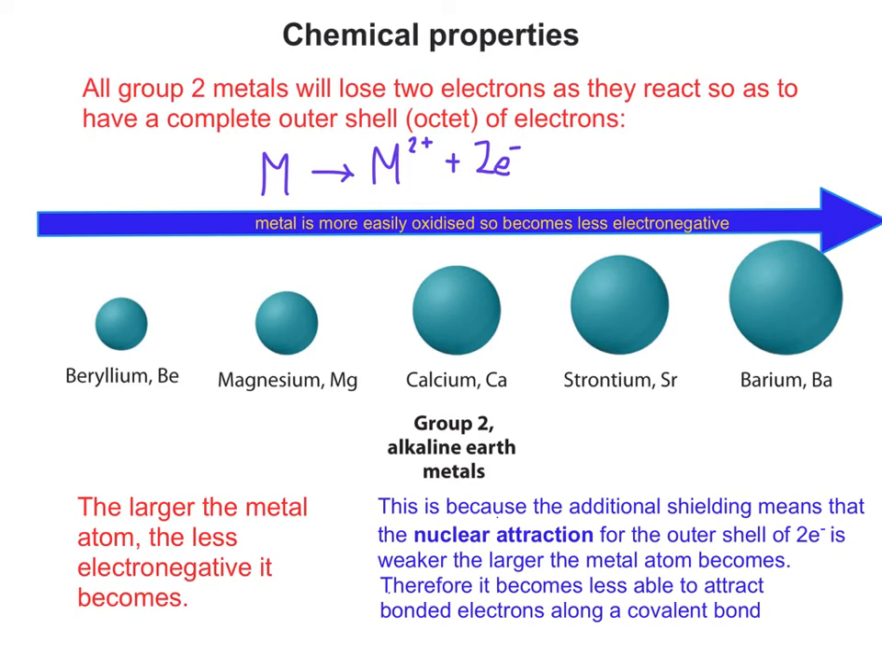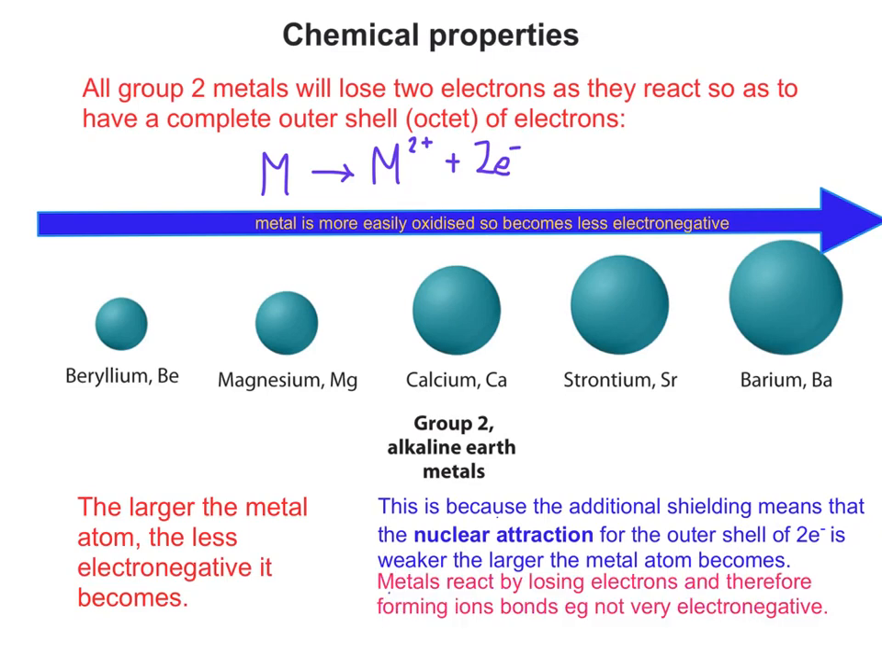So how come it's more reactive but less electronegative? This is where people sometimes get a bit confused. Because electronegativity depends on the formation of a covalent bond along which the bonded pair of electrons can be attracted, and because metals react by losing electrons, as such they're not going to be very electronegative. So as you go down the group, this tendency becomes even less because of the reason in blue on the bottom right of the screen. As the metal is more easily oxidized, which is the process of losing electrons, therefore it becomes less electronegative.